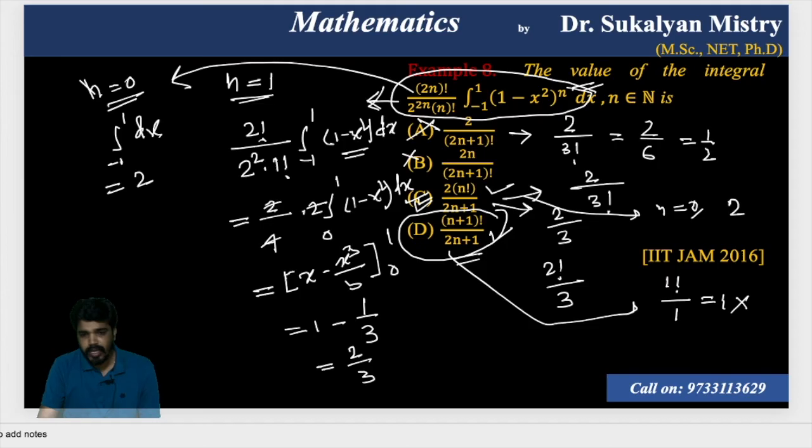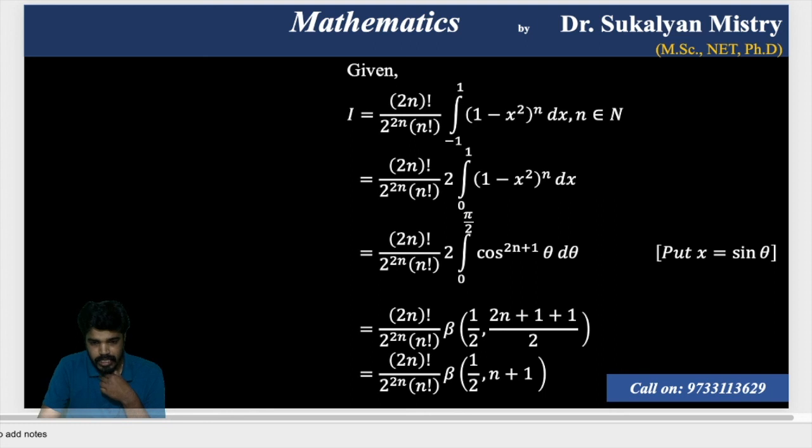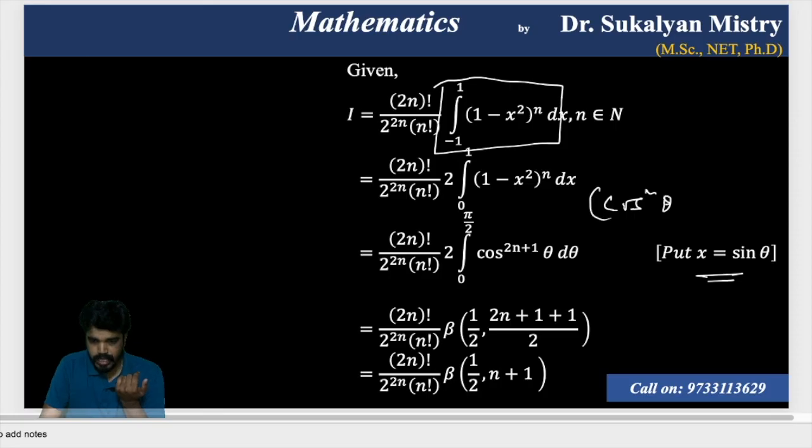You can solve this problem by using the beta function and gamma function. Since this is an even function, this can be written as 2 into integration 0 to 1 of (1 minus x squared) to the power n. Now put x is equal to sin theta. So, 1 minus x squared, that is 1 minus sin squared theta, that is cos squared theta. So, whole to the power n, and dx will be cos theta d theta. So, that is cos to the power 2n plus 1 theta.